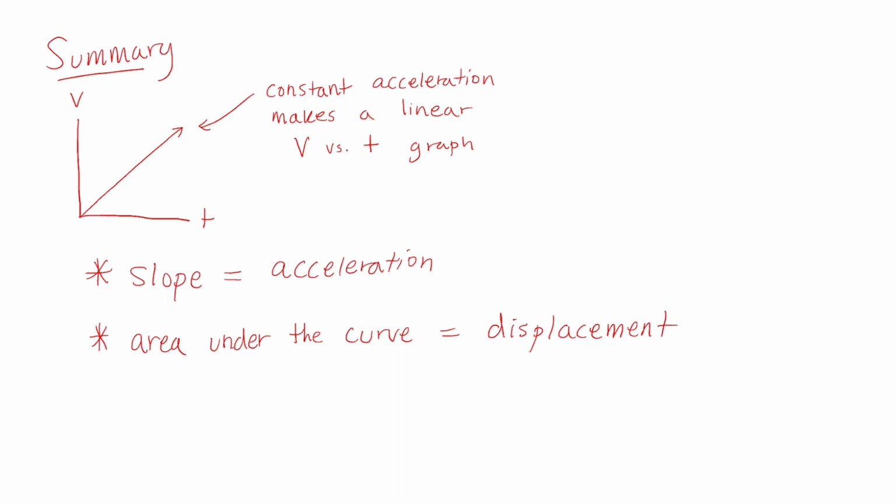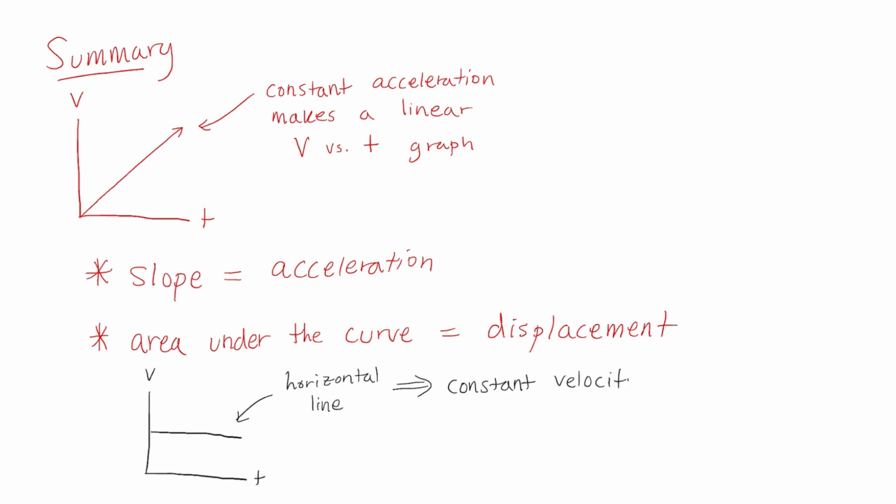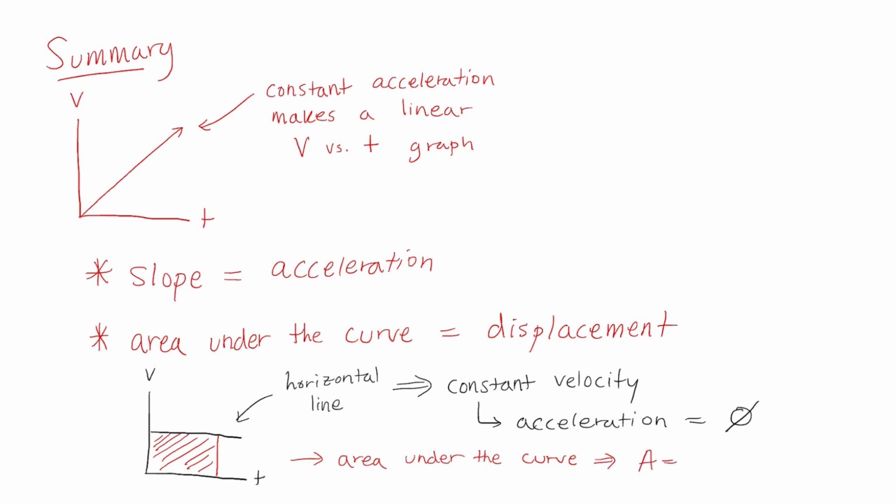Now, one thing I just want to mention before we end is that you can also have velocity versus time graphs that have a horizontal line. When you see this, you know your object is moving with a constant velocity because the velocity is not changing. That means your acceleration is equal to 0. And if you were asked to find the area under the curve for this velocity versus time graph, you would need to use the area equation for a rectangle. So we know that area is equal to base times height.